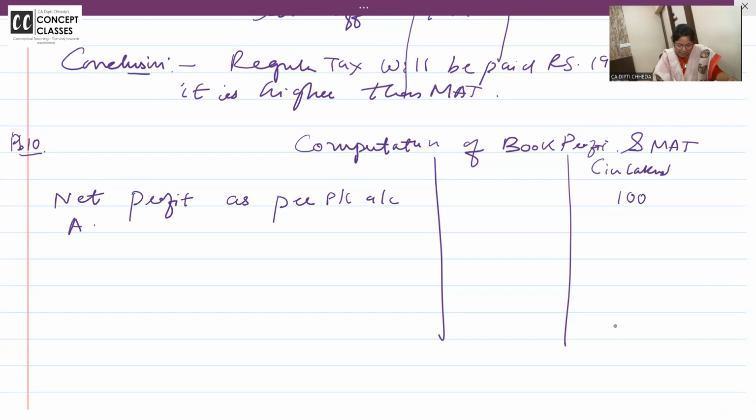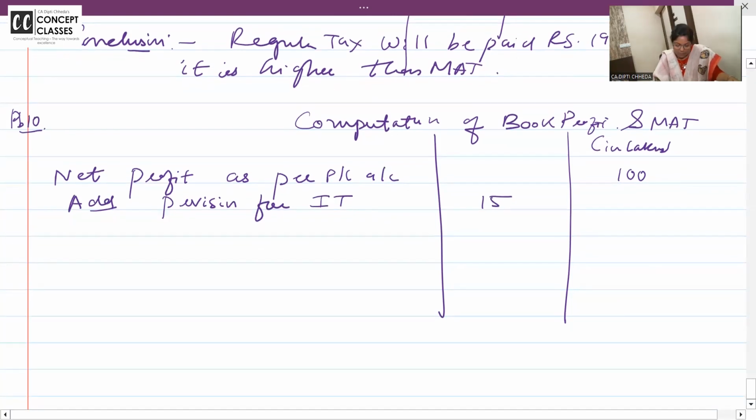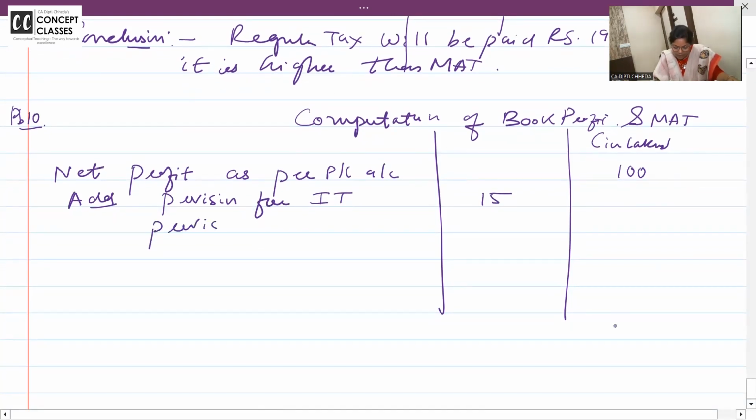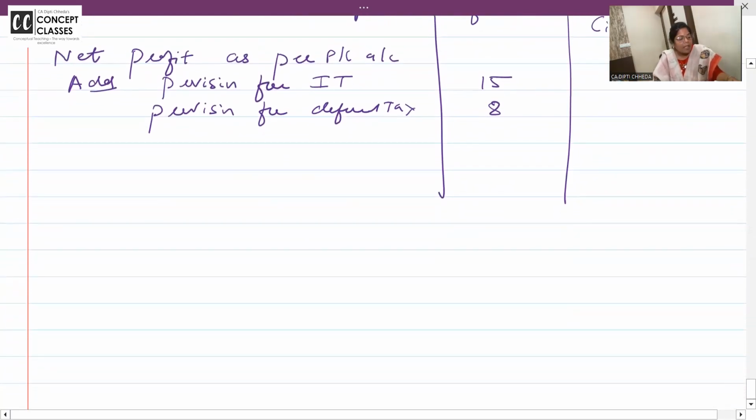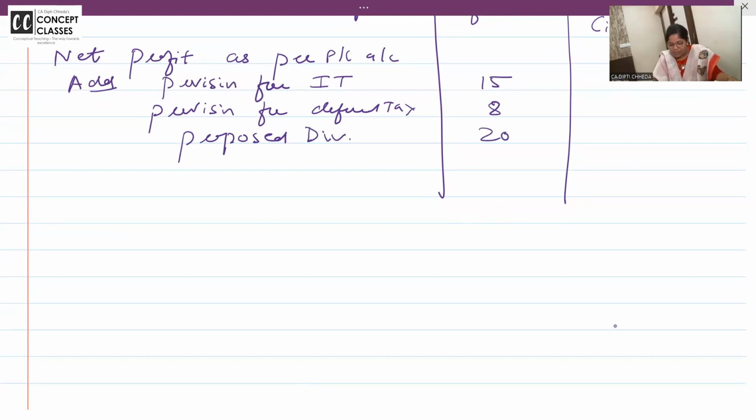Now, add back. Provision for income tax. Not allowed. Provision for deferred tax. Debited. Not allowed. 8 lakhs. Proposed dividend. Very simple and exam level problem. ऐसे ही पूछते हैं. 20 lakhs.